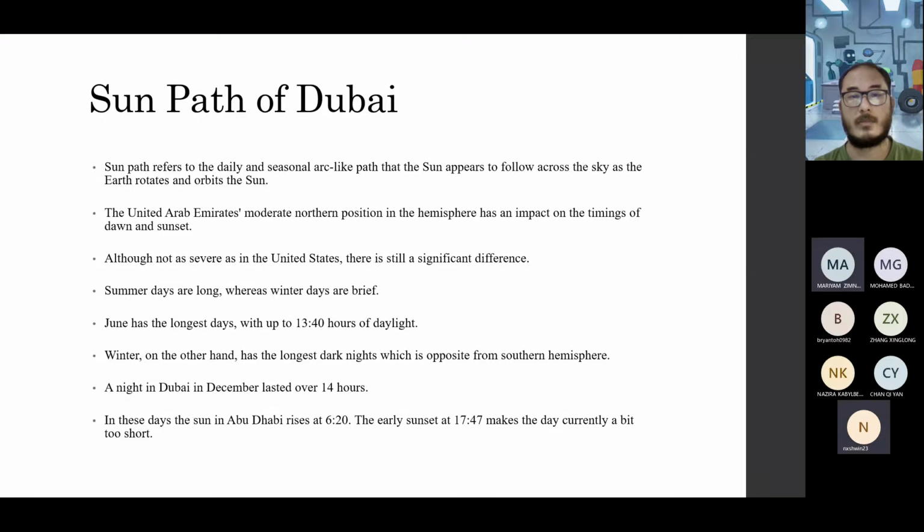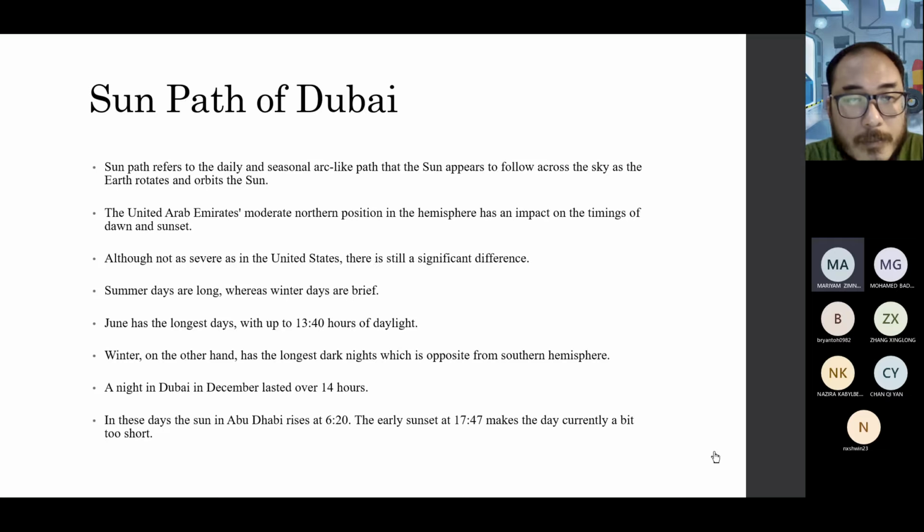So in Dubai, summer days are long, whereas winter days are brief. June has the longest days with up to 14 hours of daylight. Winter, on the other hand, has the longest dark nights, which is the opposite of the southern hemisphere. A night in Dubai in December lasts over 14 hours, and on these days the sun in Dubai rises at 6:20. The early sunset at 5:47 makes the day a bit too short.